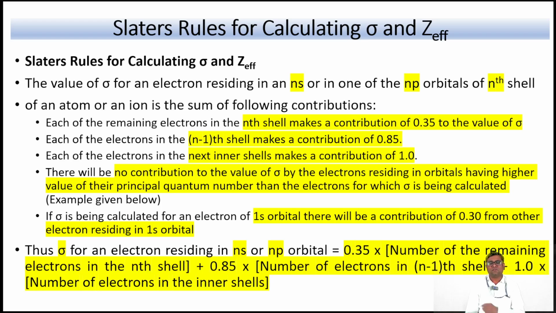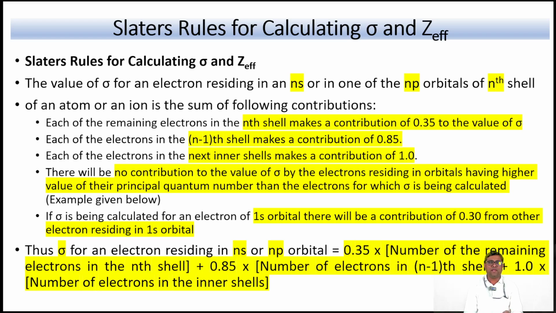Now, how do we calculate the sigma and Z effective values? By using Slater's rule. The value of sigma for an electron present in the s and p orbitals of the nth shell of an atom or ion is the sum of the following contributions. What are the rules to calculate the sigma value and Z effective value? Let us see the contribution of electrons.